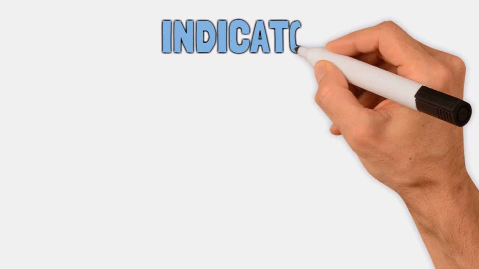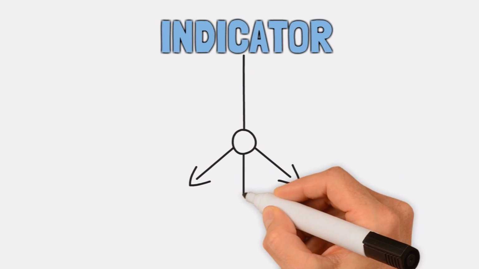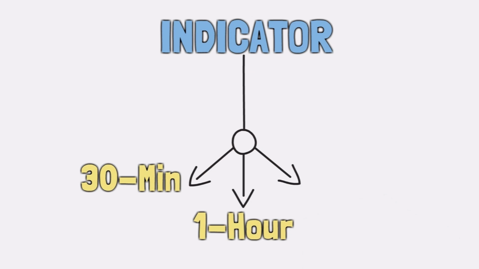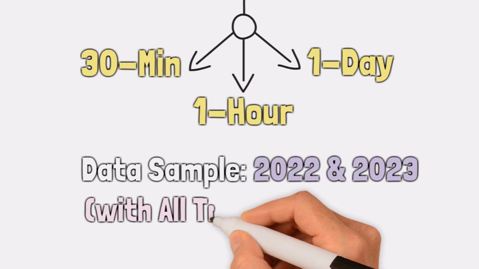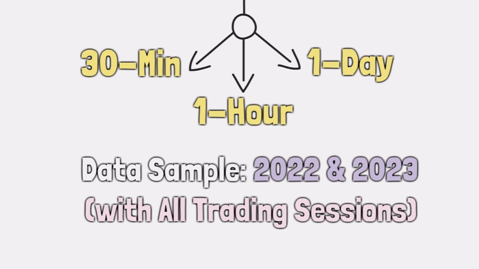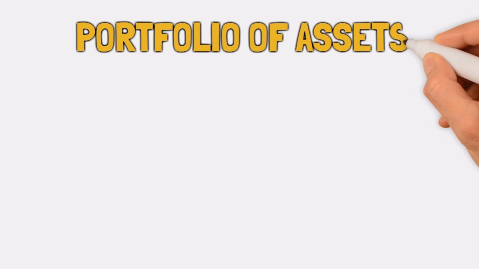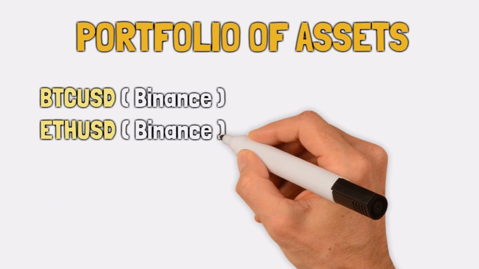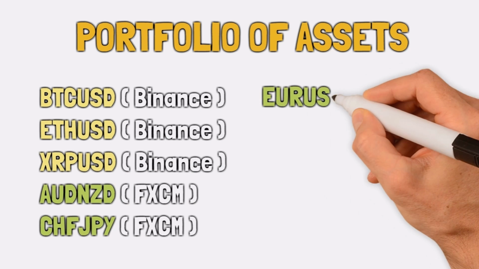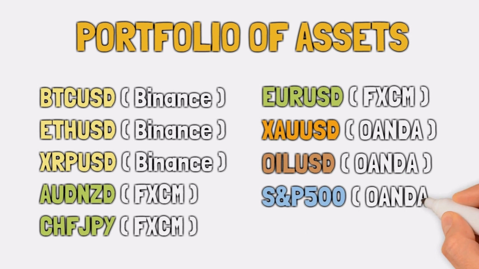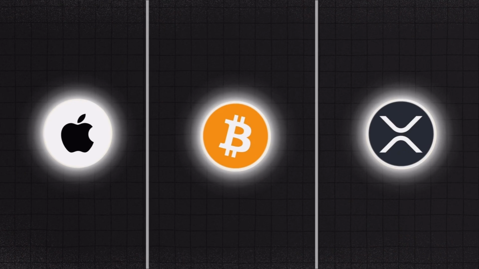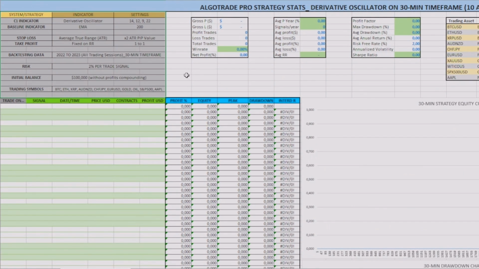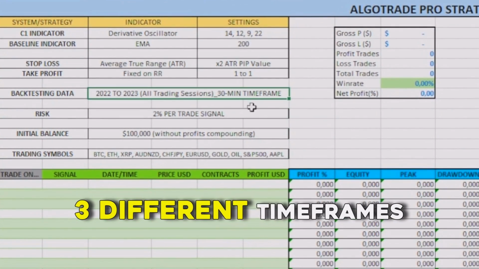So I will backtest the derivative oscillator in 3 different time frames: the 30 minute, the 1 hour and the daily one. On every time frame, I will use the data sample from 2022 and 2023 with all the available trading sessions with an efficient and diverse portfolio of assets from different markets, which are Bitcoin, Ethereum, XRP, 3 currency pairs, gold, oil, the S&P 500 index and the Apple stock. Then I will present you the results of every asset individually and also together, because for every backtest I will create a trading journal with all the trades given by the indicator in the 3 different time frames.